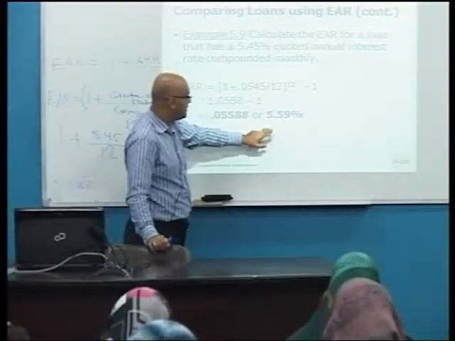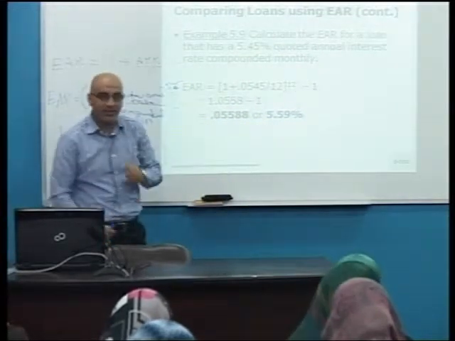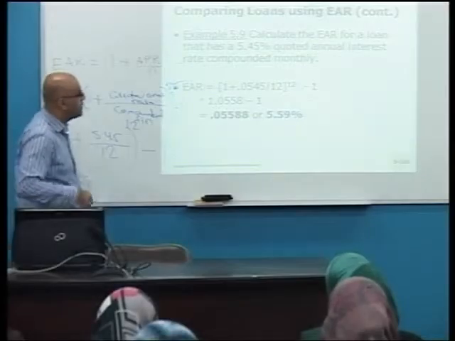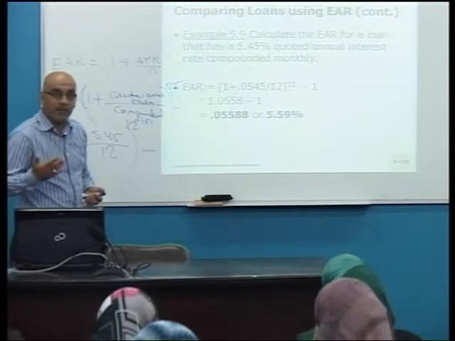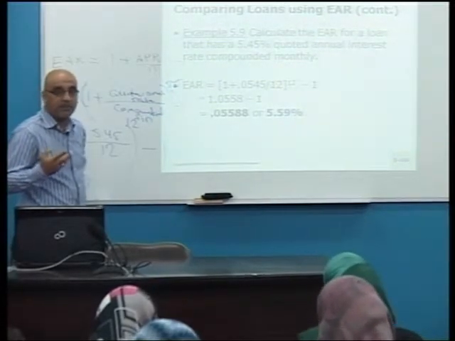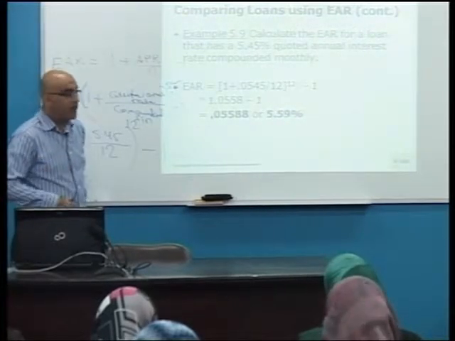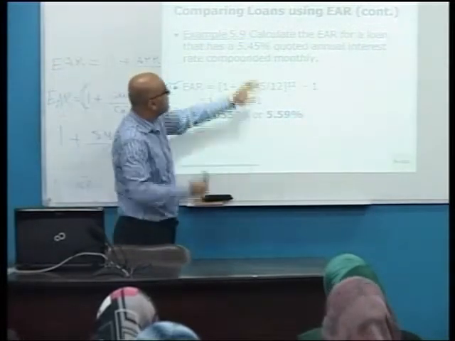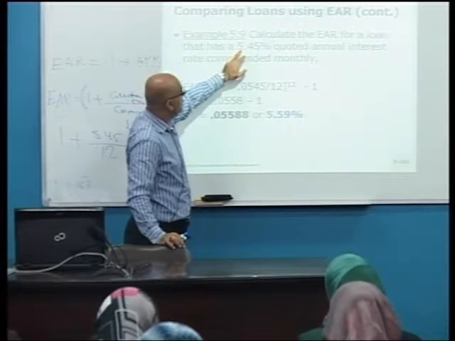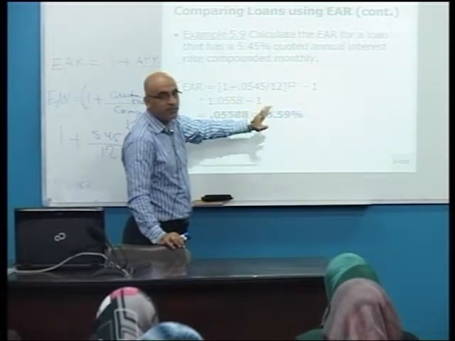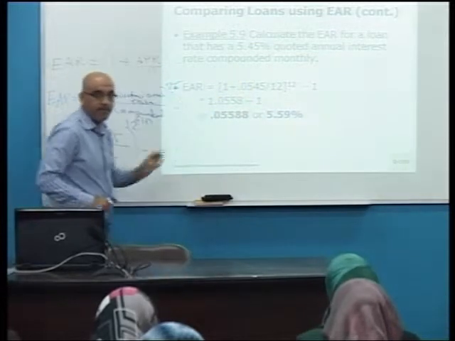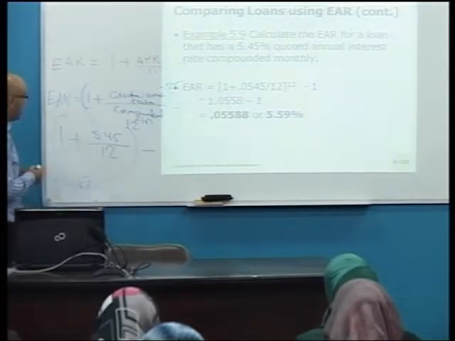The second one. So this 5.59 is the real, the annual, but because it is compounded monthly, he pays more installments. If it is compounded annually, you end up with 5.45, the same 5.45. So there is no change.